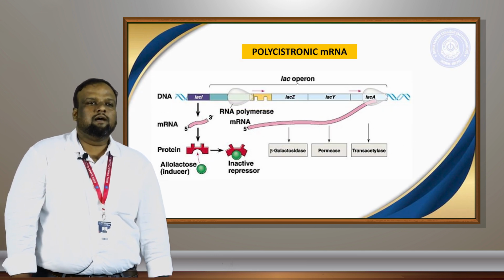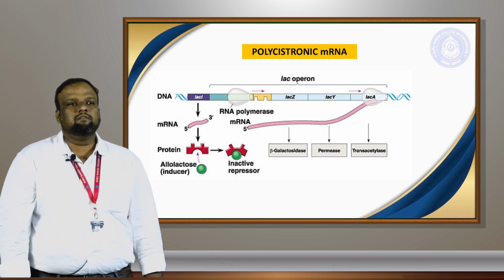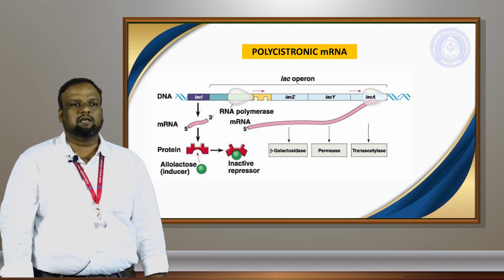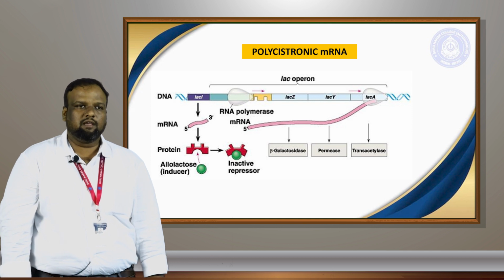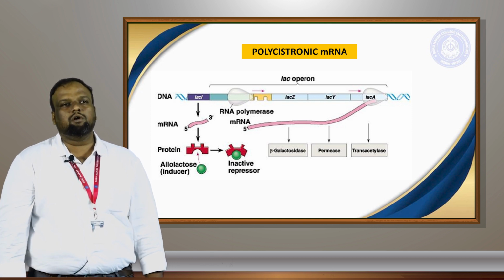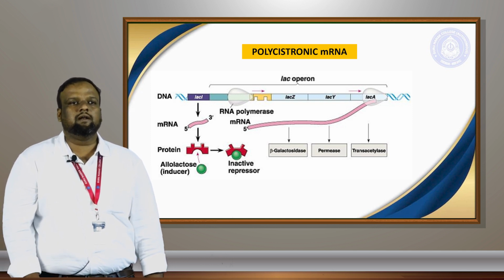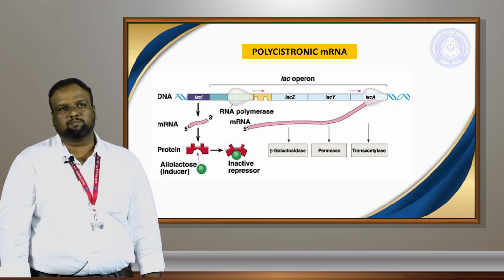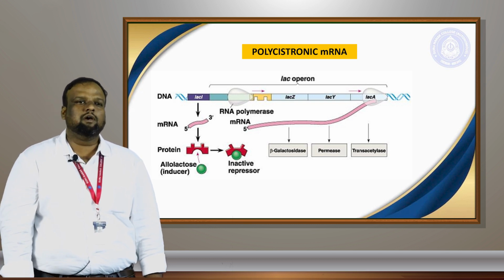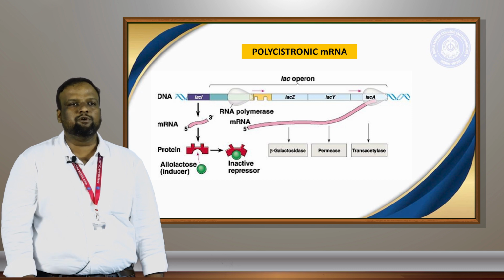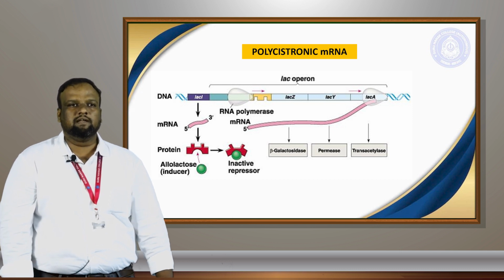And other than that, you have a lac-I gene which is going to produce a protein called the repressor protein, which is tetrameric in nature. And the lac-operon structural genes will produce a long chain of mRNA, called polycistronic mRNA, where you have many cistron units which are going to produce these three different types of enzymes.